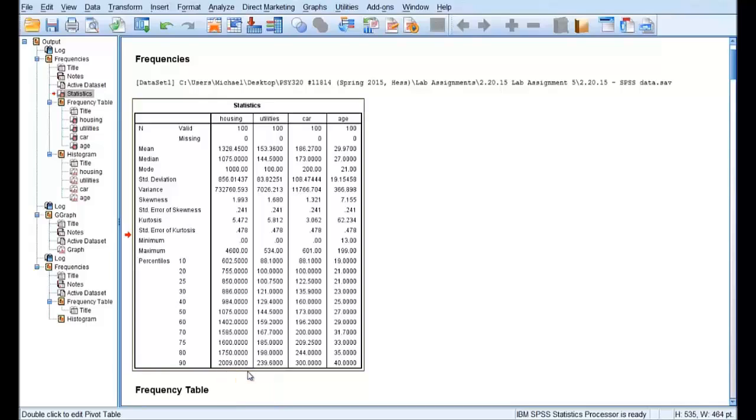So anyway, you can do the same thing for utilities. You can see that the 10th percentile is $88.10, so only 10% of scores are below that. Whereas to pay $240 some dollars per month on utilities, you'd be in the 90th percentile, meaning 90% of scores are below this cost for utilities. Same thing for the car variable, you can see those percentiles, and the same thing for the age variable, you can see those percentiles.